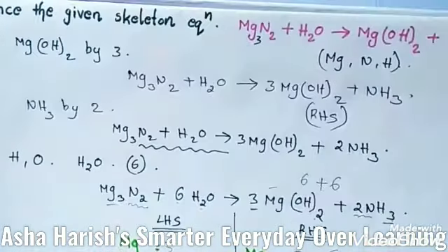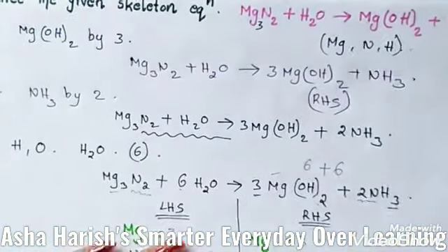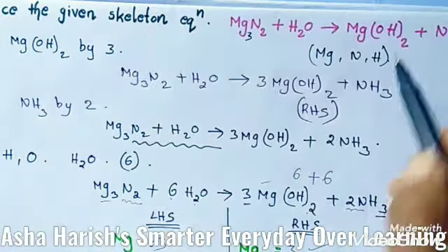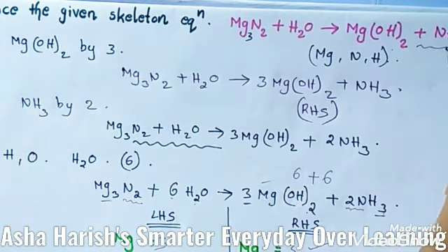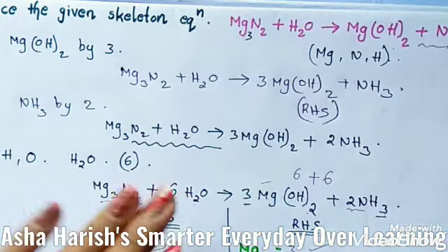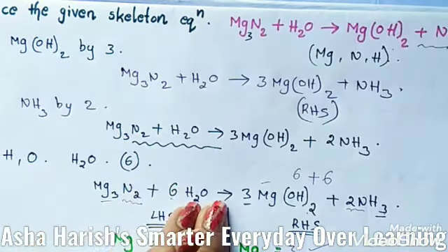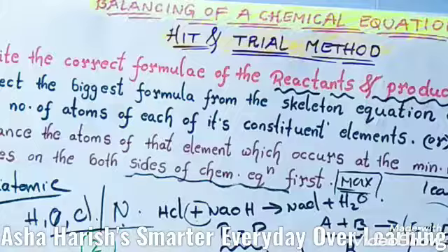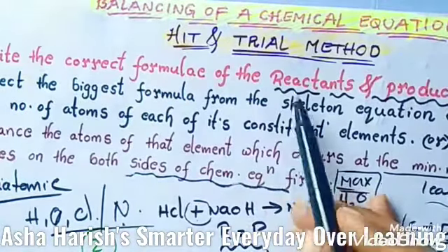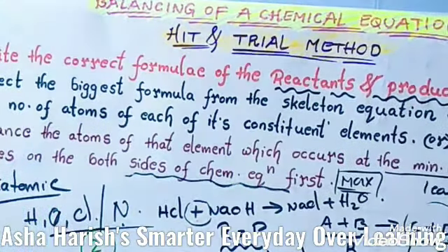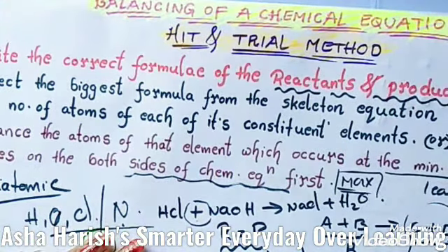Now in the question, balance the given skeleton equation Mg3N2 plus H2O gives rise to magnesium hydroxide plus NH3. Okay, this is the complete information of hit and trial method. What are the steps we have to follow and what are the examples? How we can write the correct chemical formulae of the reactants and the products, and in which way we have to balance the entire chemical equation.